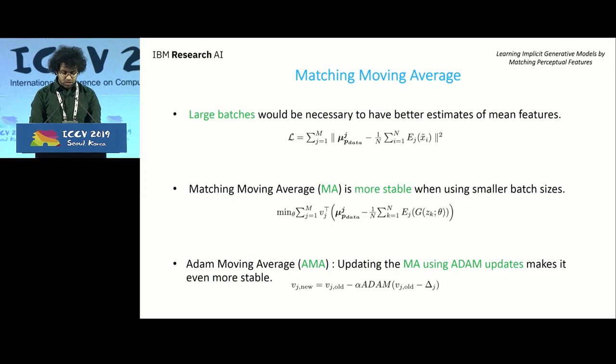You would notice that for a good estimate, one would need to sample a very large batch, which isn't quite feasible. In order to overcome this, we use a moving average of differences of feature means and feature covariances. To make it even more stable, we update the moving averages using ADAM, which has better adaptive learning of first and second order moment.